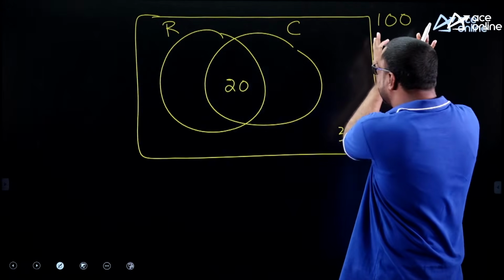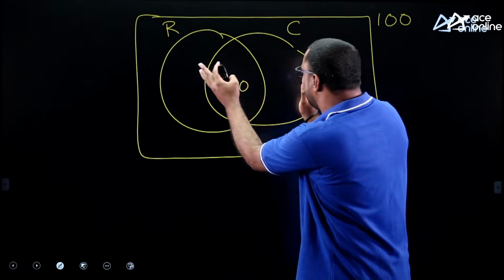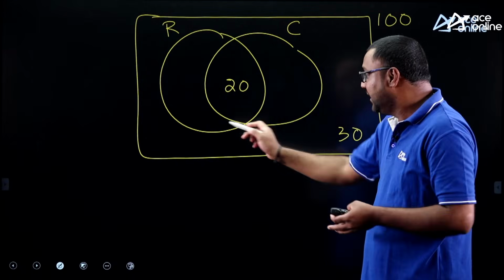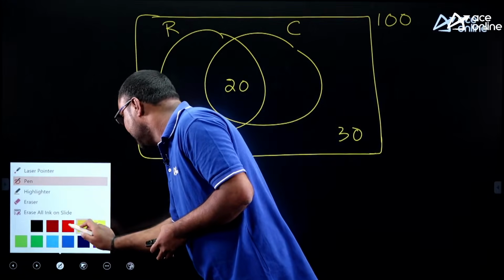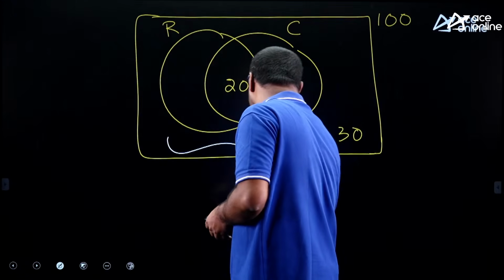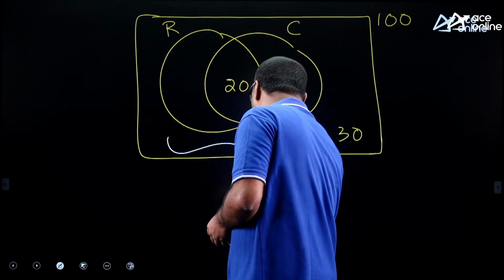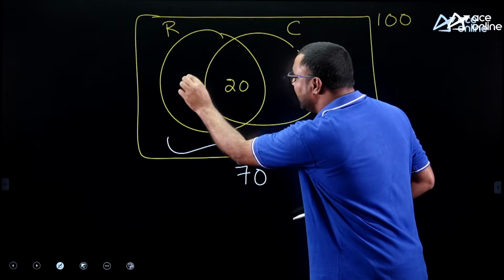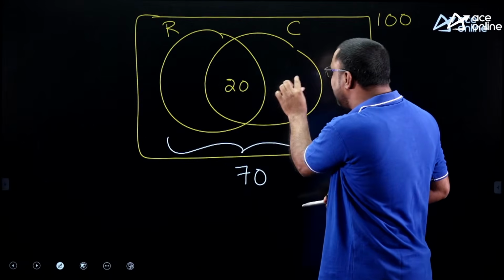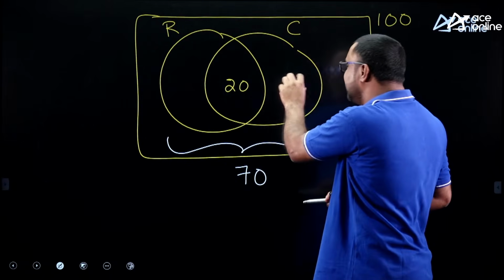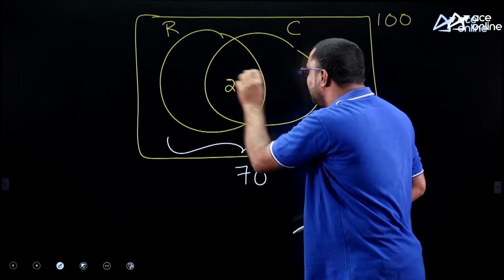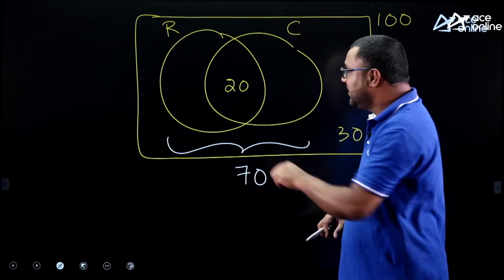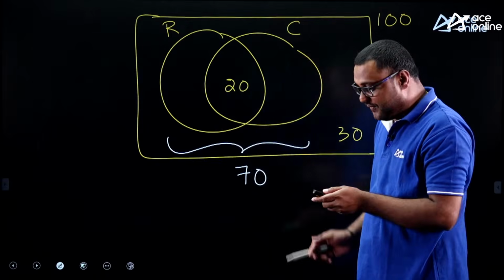So guys, total area is 100. This romantic and comedy should be 70, because out of 100, 30 gone already. Already 20 gone. Out of 70, 20 gone, then 50. This is only romantic area. This is only comedy area. These two summation must be equal to 50.